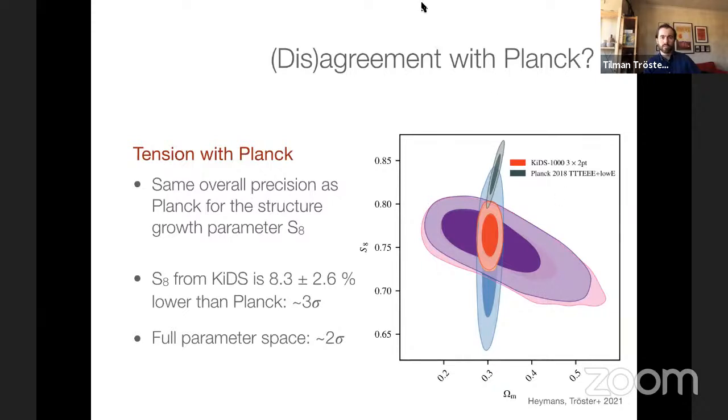Are there messages in the chat? I'm not sure I can see. All right. Are there any questions so far about just the vanilla 3x2-point results I've shown so far?